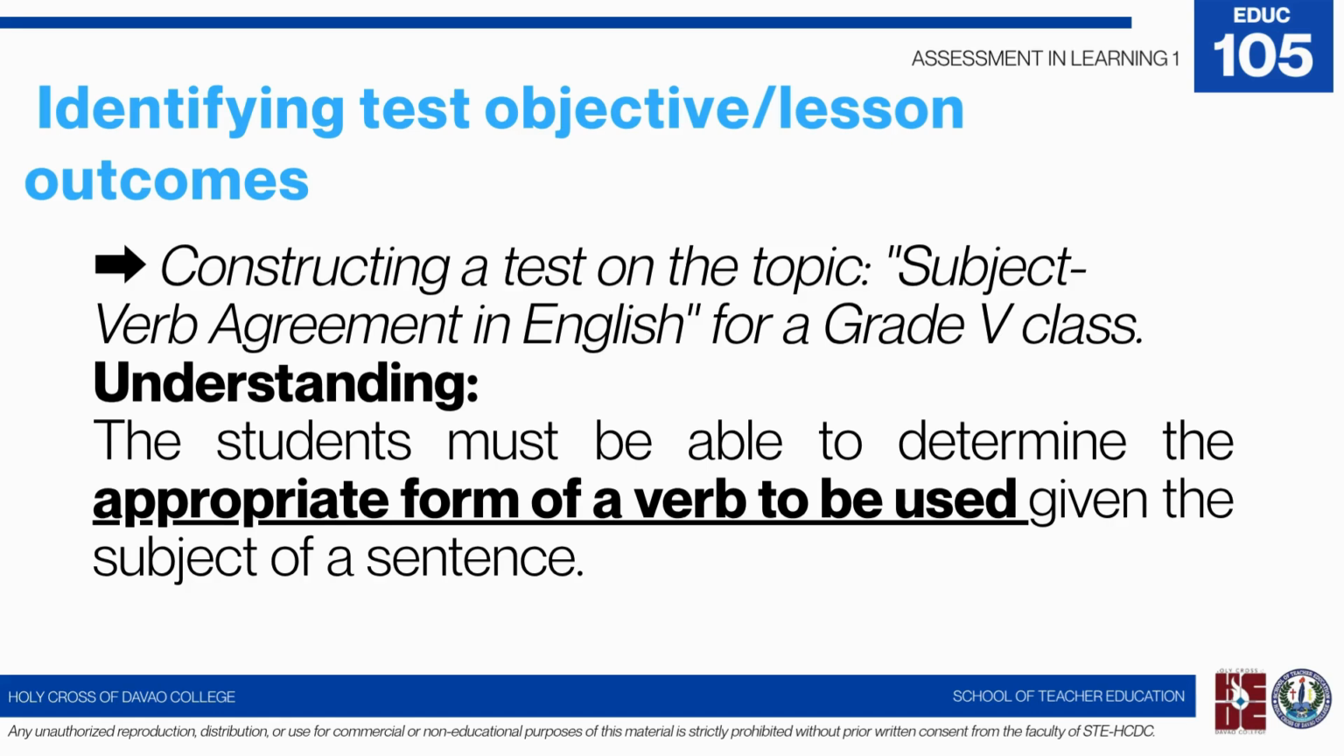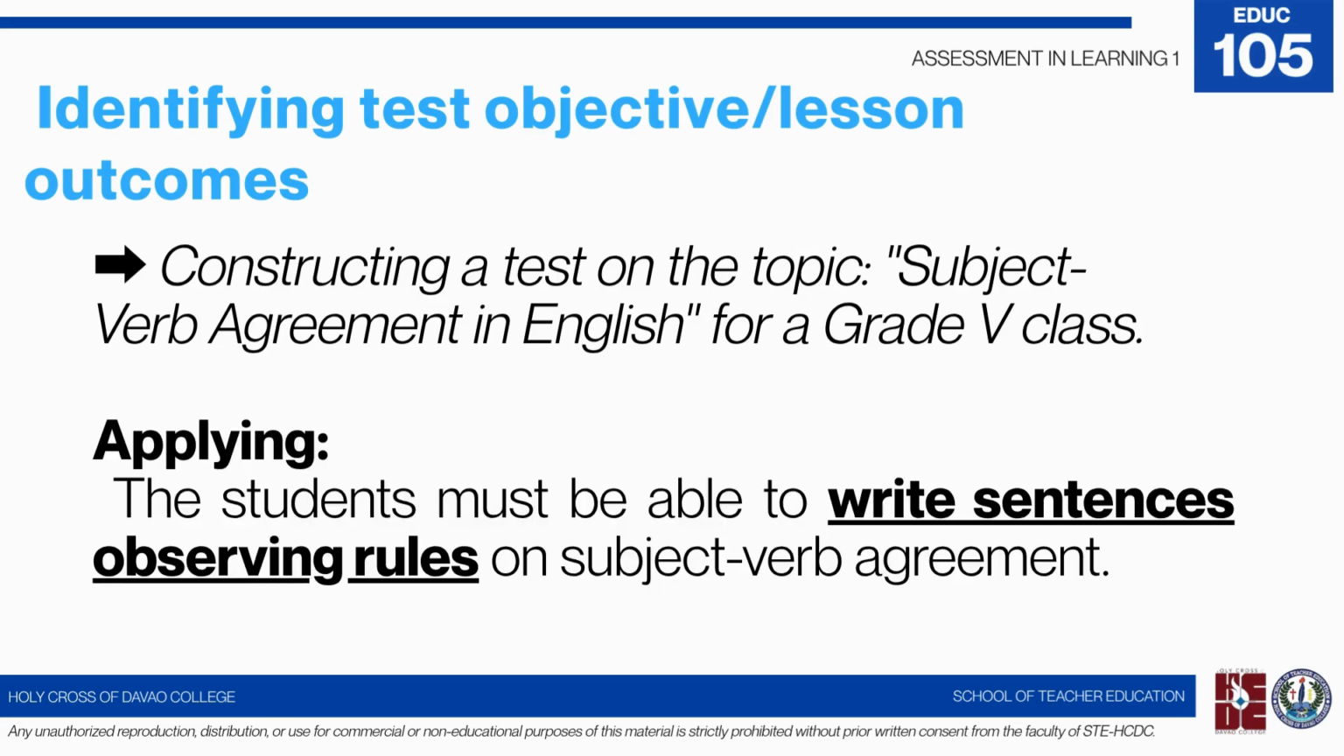They have to recall what are the different forms of verb before they can appropriately determine what is used in that sentence. In the applying level, students write sentences following the subject-verb agreement rules. So in this regard, it could be a short answer or a concluding sentence in which they are going to write or they are going to show their ability to use knowledge in real life situations.